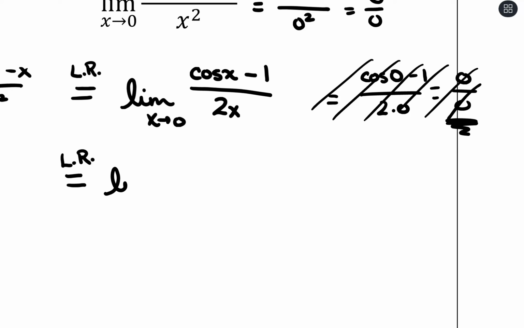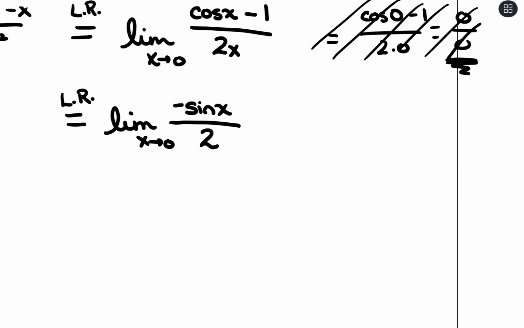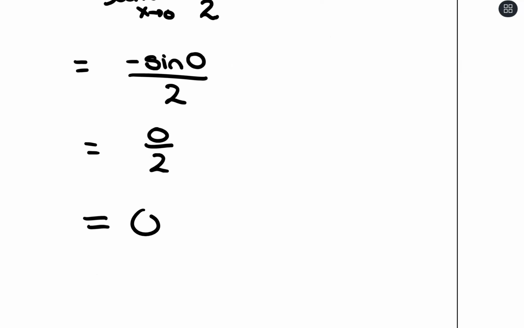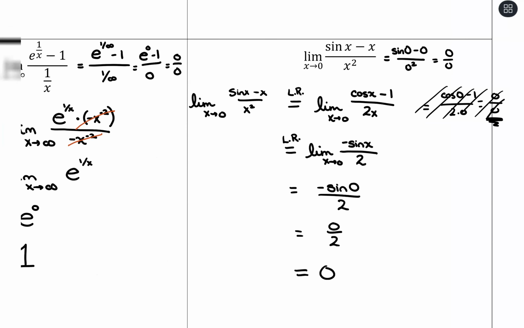So I'm still evaluating the limit as x approaches 0. The derivative of cosine x is negative sine x. The derivative of minus 1 is 0, all over 2. And now we should be all good to go with a negative sine of 0 over 2, which is 0 over 2, which will just be 0. So we can apply it more than once until it works out if you keep getting that indeterminate form.